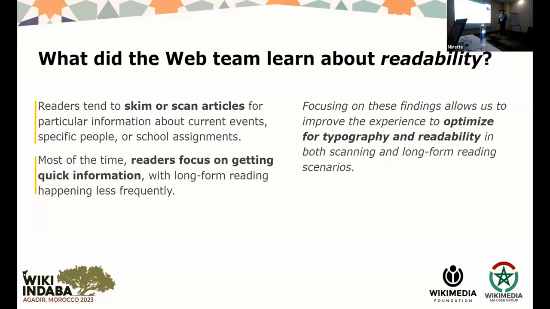So in this case, the web team essentially took away from this research that there's a lot of people that go to Wikipedia for something quick. They want to skim, they want to scan, they want to get a piece of information, and they want to move on with their day or with their lives, essentially. And the web team's takeaway from this is that they should continue their work to optimize typography and readability, which means that they should continue their work on essentially helping us figure out what is the best size font, what is the best font, what is the best amount of distance between lines in an article to make something easier to read quickly.